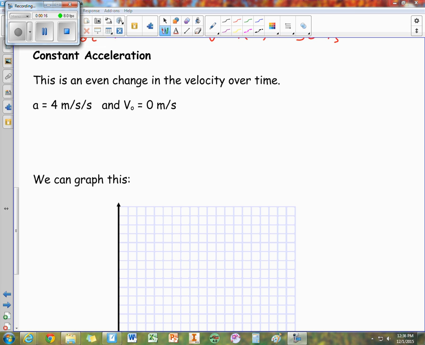So let's say something has a constant acceleration of 4 meters per second squared with an initial velocity of 0 meters per second. What that means then is at 0 seconds, the object has a velocity of 0 meters per second. At 1 second, its new velocity is 4 meters per second. At 2 seconds, it's now 8. At 3 seconds, it is now 12. At 4 seconds, it's now 16.